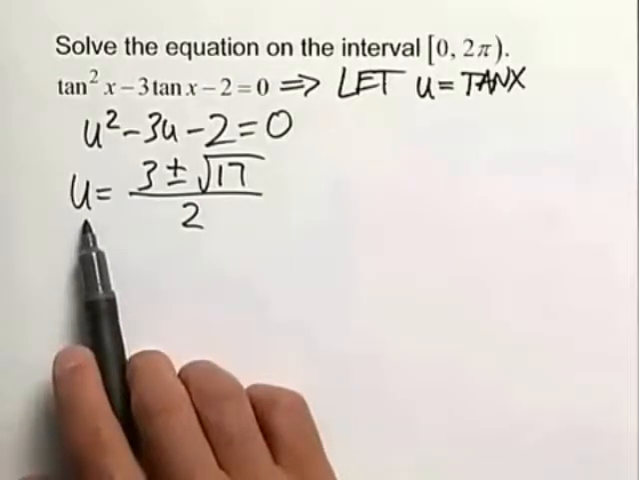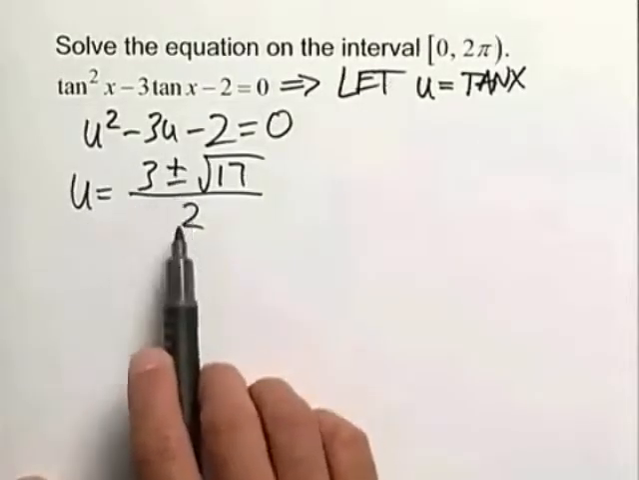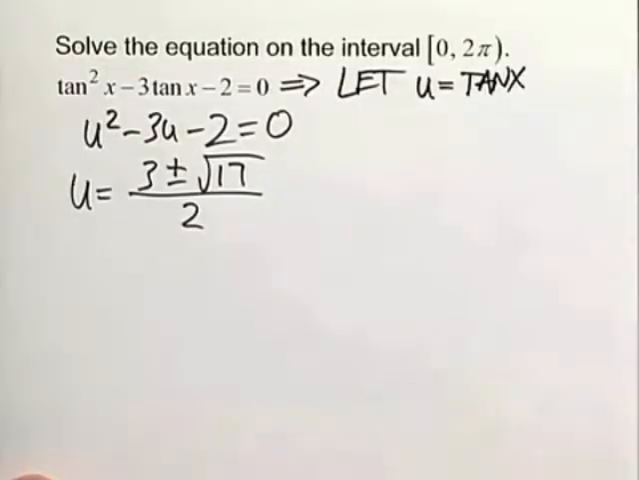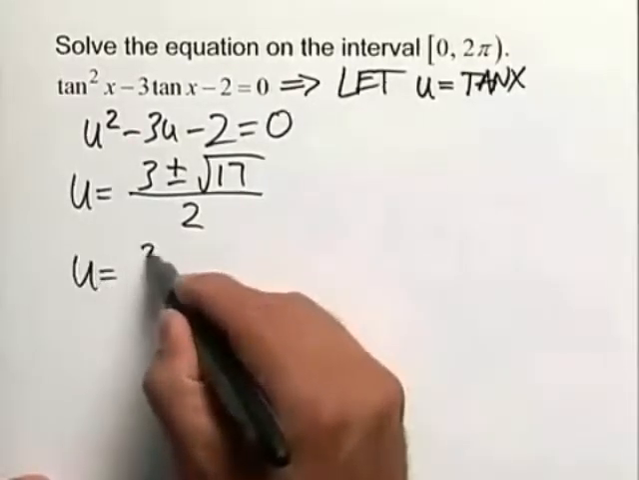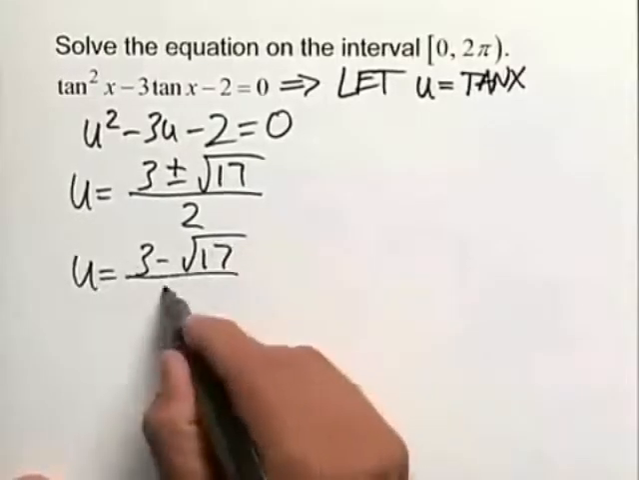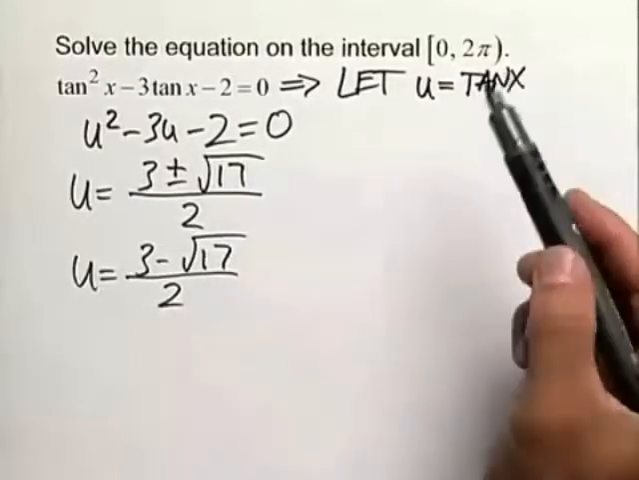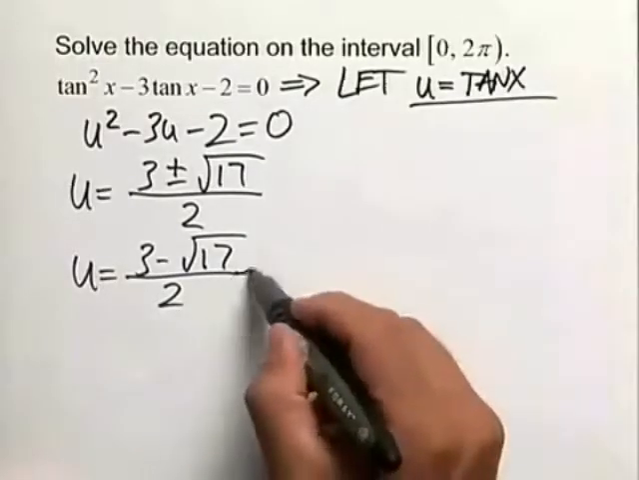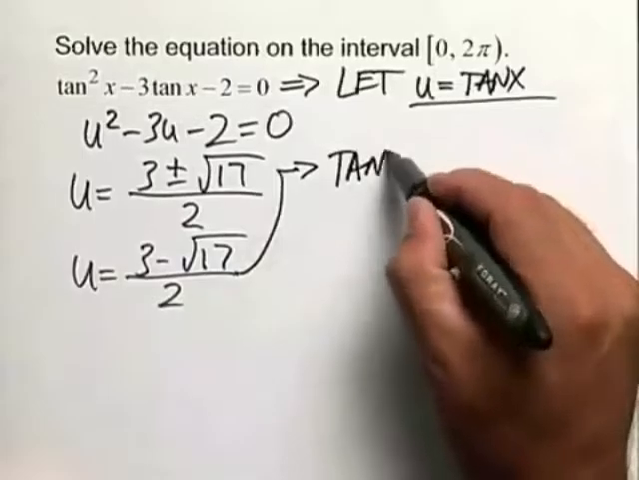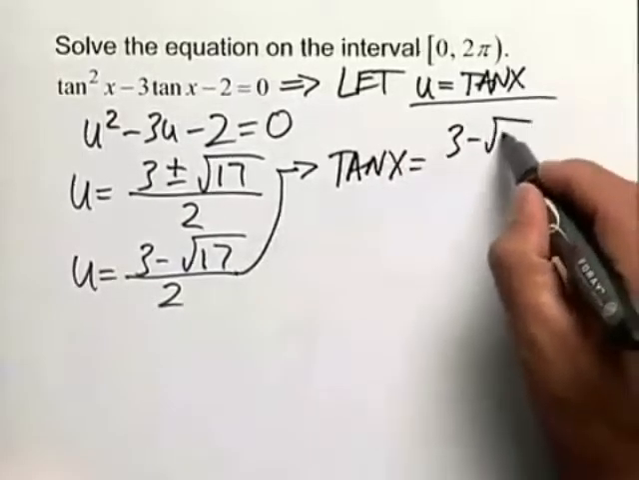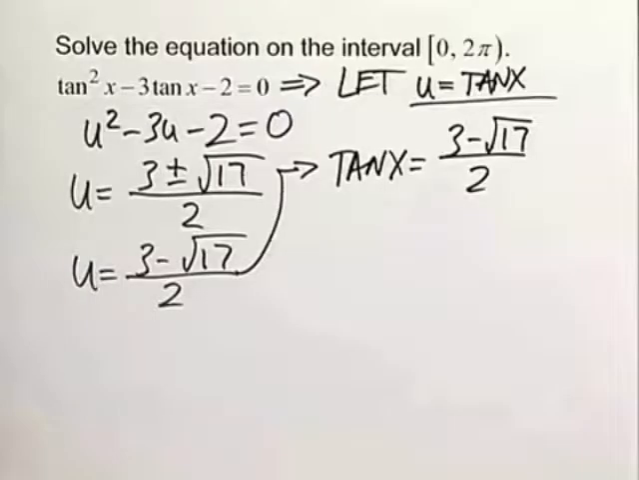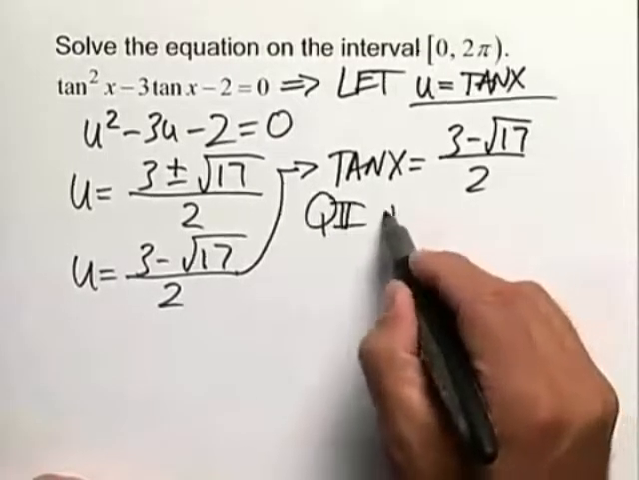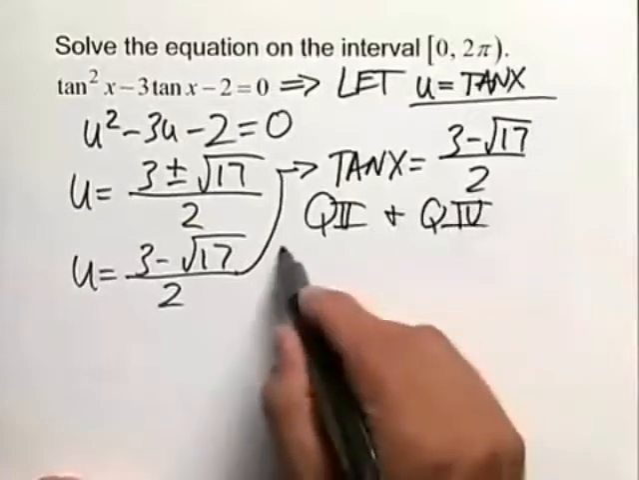Now let's consider the negative case. Remember, we use the quadratic formula to come up with u equals 3 plus or minus the square root of 17 all over 2. I want to focus our attention on the negative case, which is 3 minus the square root of 17 all over 2. Remember what u was. We let u equal the tangent of x, so we actually have the trig equation that the tangent of x now is equal to 3 minus the square root of 17 all over 2, and this value is negative. Anytime that the tangent value is negative, we know our solutions exist in quadrants 2 and also in quadrant 4. We've got to focus our attention on that.